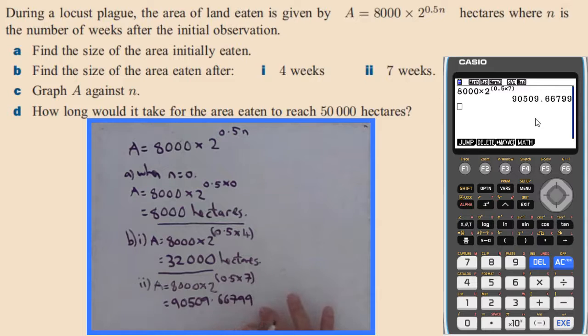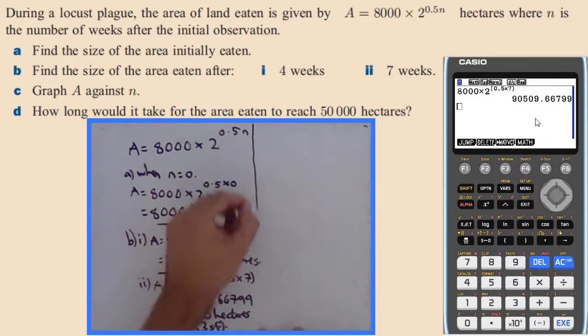Does it ask me to round anything? It doesn't ask me to round, but probably 3 significant figures might be a good option. So 1, 2, 3. It's not going to round up because it's a 0 next to the 5, so I'm going to call that 90500 hectares, to 3 sig fig. So now we're on to the graphing bit.